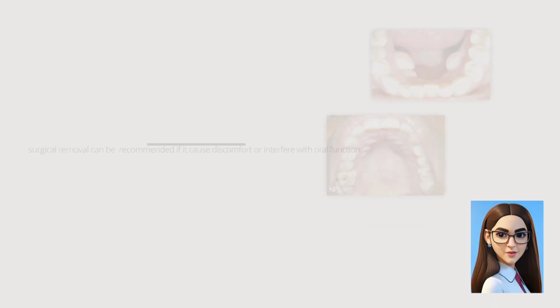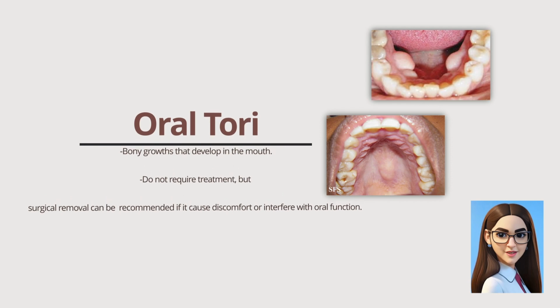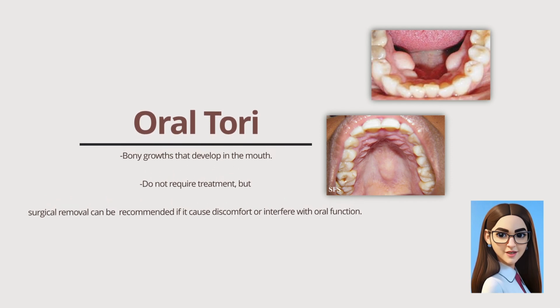So next we have oral tori. These are bony growths that develop in the mouth. These growths are usually located on the roof of the mouth, named torus palatinus, or on the lower jaw, named torus mandibularis, and they can range in size and shape.